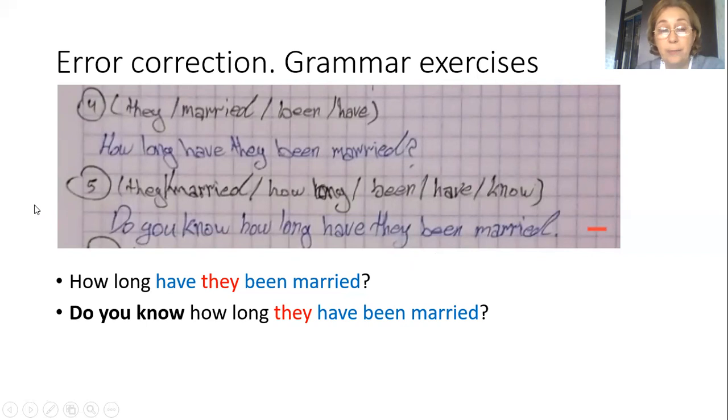Do you understand the difference in these questions? Yes. Yeah. Do you have any questions about the home assignment? No, okay.